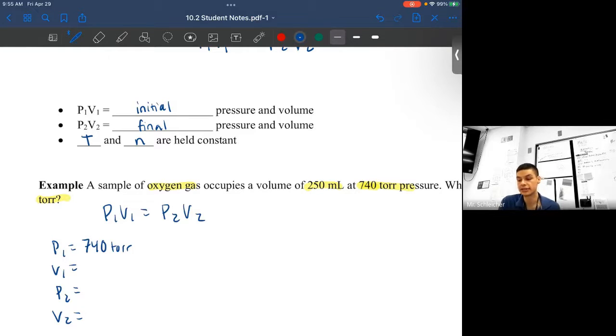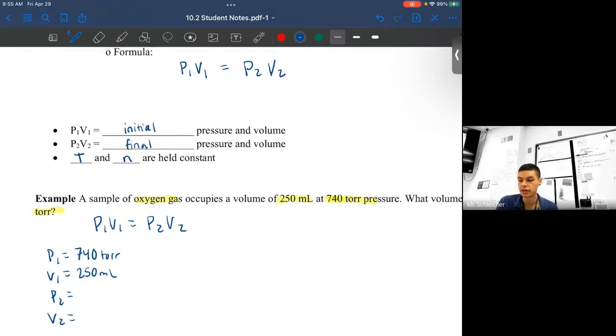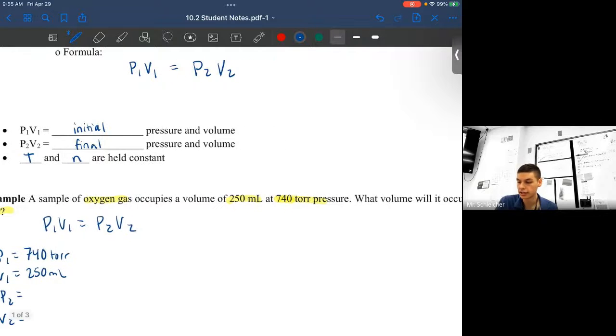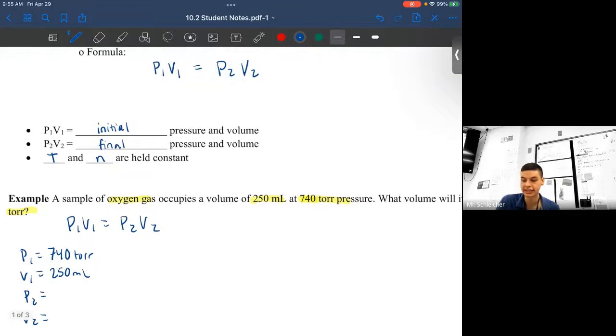Well, they told us that too. It's going to be 250 milliliters of gas. What's our final pressure? They did tell us that as well. It looks like it says it's 810 torr. And what's our final volume? They're asking for it. We don't know. So you can say question mark, you could write X, whatever you like. We don't know it. We need to solve for it.